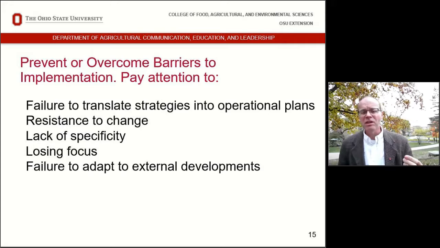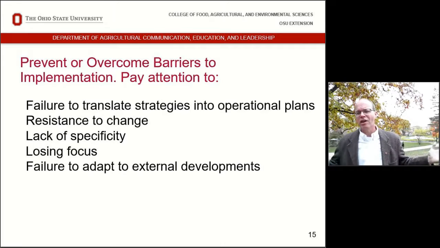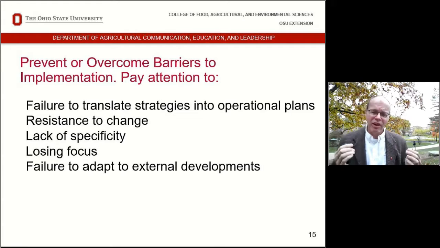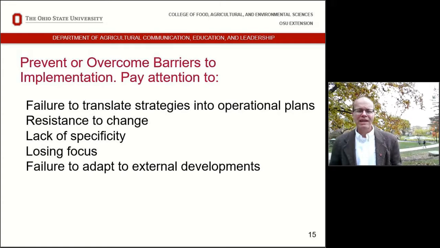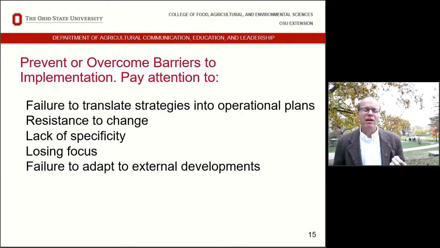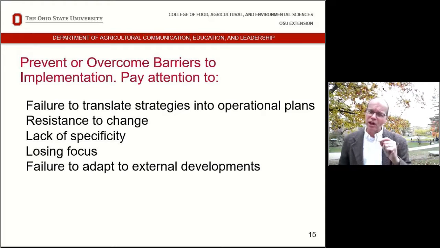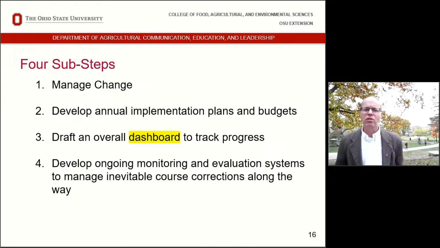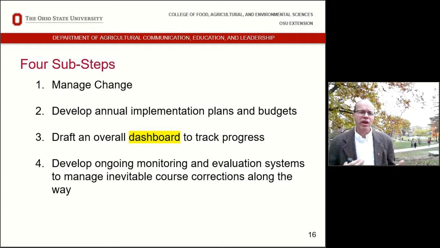Lacking specificity. Sometimes we see these broad, audacious goals, but they don't have anything specific. You need to make sure you get that so that people can understand what we're going to do. Losing focus, that comes from not bringing it back in and talking about it and reporting on what you're doing. Or failure to adapt to external developments. Things change, so your plan may need to change as well. That's okay. So don't fail to consider the external environment when you're looking at rolling everything out.